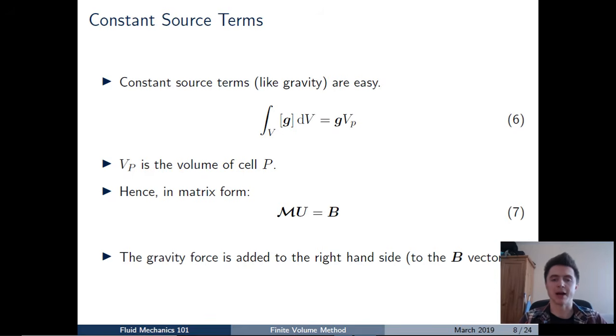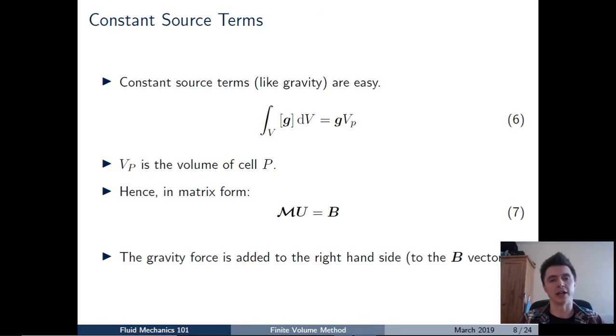Vp is the volume of the cell, which is stored at the cell centroid. Now if we think back to the matrix form that we're considering, Mu equals b, equation 6, g multiplied by the volume of the cell doesn't depend on velocity at all. So in this case, the source term gets added as a contribution to the right-hand side of equation 7. That's the b vector. Whereas anything that's proportional to velocity is going to be added to the matrix of coefficients on the left-hand side. So constant source terms, such as gravity, are easy and straightforward to take care of.